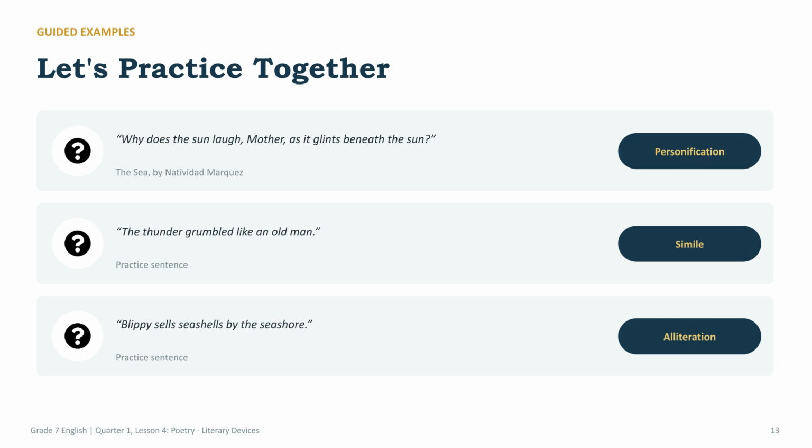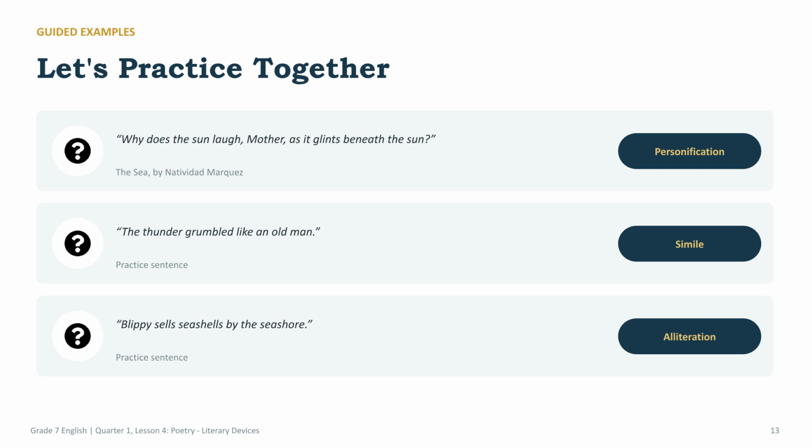What device is this? That's right. The sun doesn't actually laugh. That's a human action given to something non-human. This is personification. Line 2. The thunder grumbled like an old man. Any guesses? This one uses the word like to compare thunder to an old man. That makes it a simile.